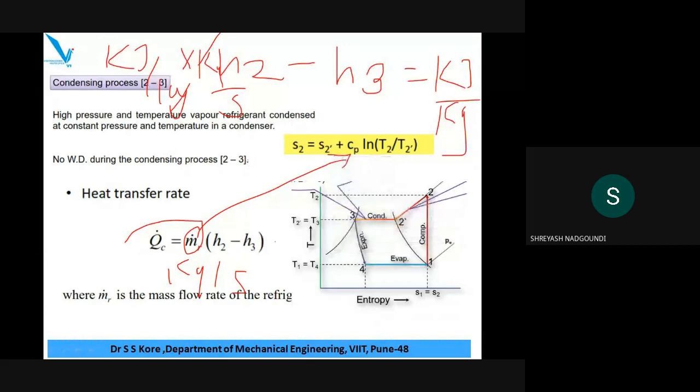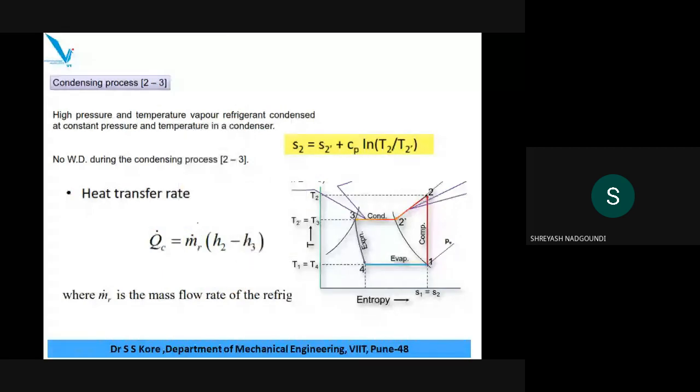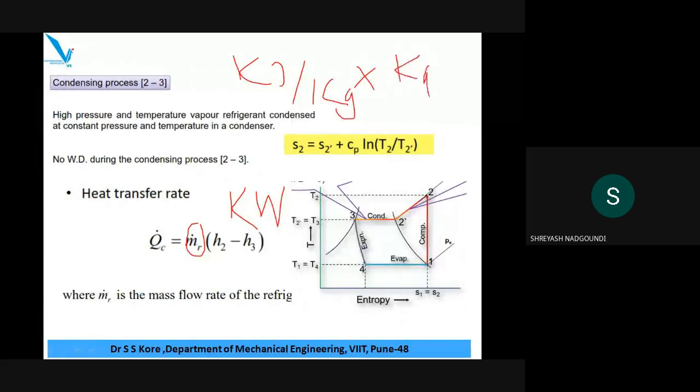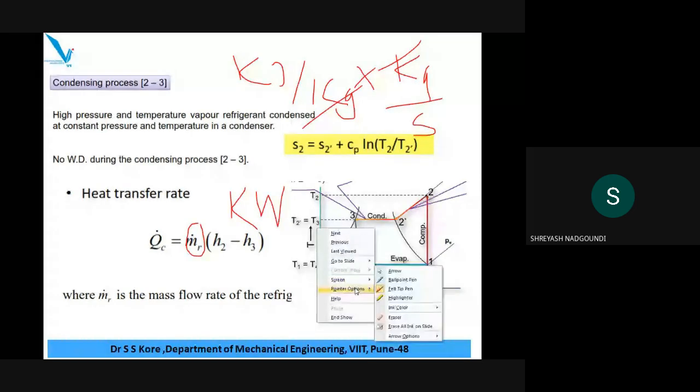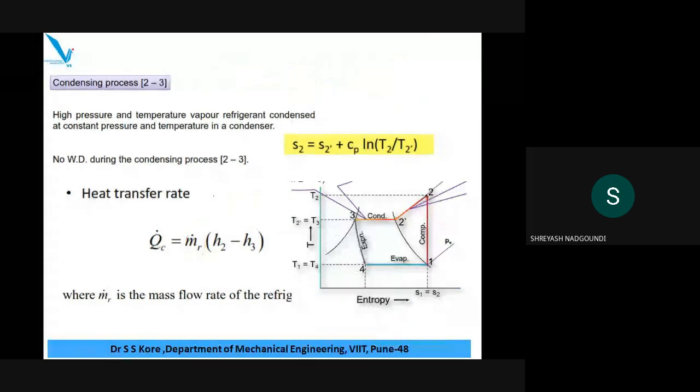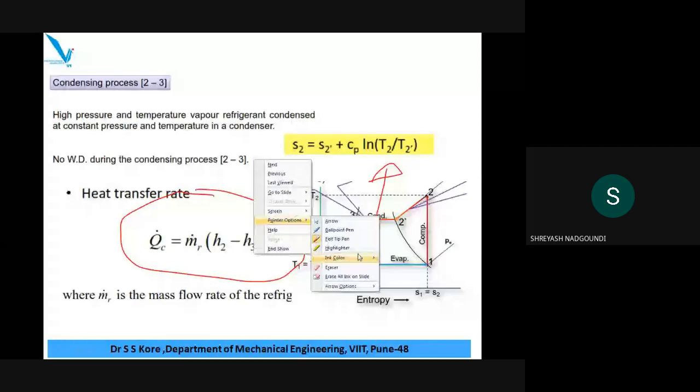If you multiply it by m dot of r, directly we will get the heat rejected in kilowatt. So kilojoule per kg multiplied by mass of refrigerant in kg per second. The kg gets cancelled, so it is kilojoule per second, so it is kilowatt. By this way we can find the amount of heat rejected in the condenser to the cooling medium. And one more point is here. I want to clarify here.